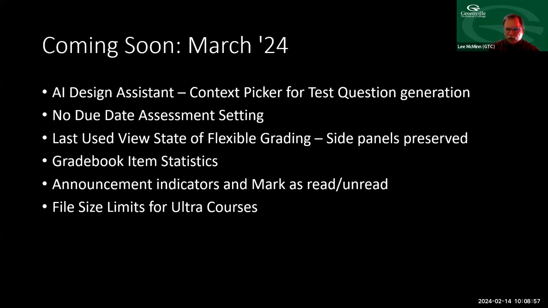So announcement indicators, that means just like we have message indicators at the top, when you go into the course or students go into the course, if there's new announcements, there will be a little circled number beside the announcements heading at the top that tells them how many new announcements there are that they haven't read.